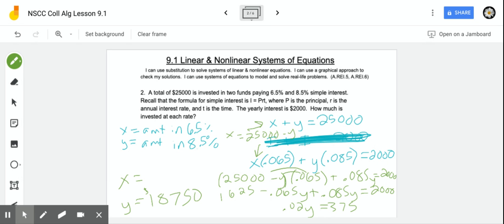And then we go back and I would plug back into this original equation here to find out how much we put in the other account. And it turns out to be $6,250. Okay, so similar problem, we're just using substitution to solve this.